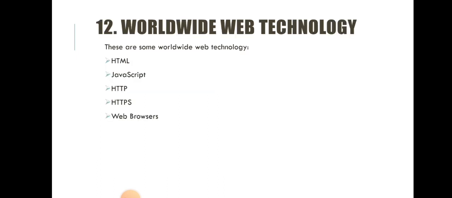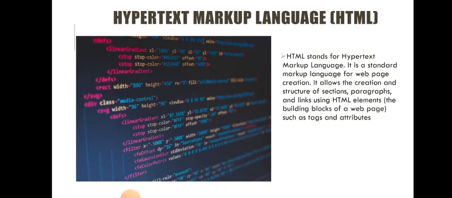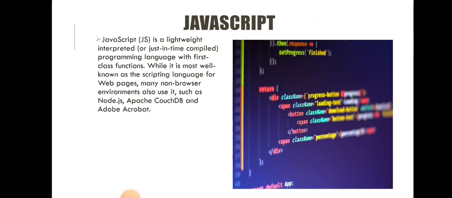The 12th main heading is World Wide Web. There are some World Wide Web technologies: HTML, JavaScript, HTTP, HTTPS, web browsers. Hypertext Markup Language, which is known as HTML, is a standard markup language for web page creation. JavaScript is a lightweight interpreted programming language with first-class functions.